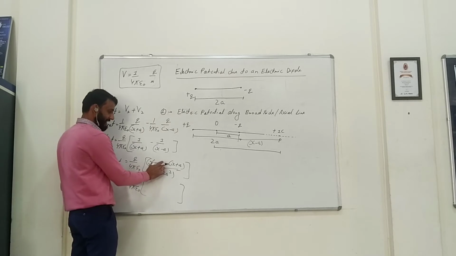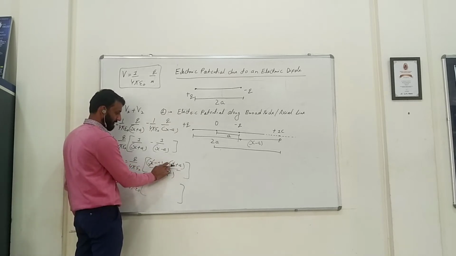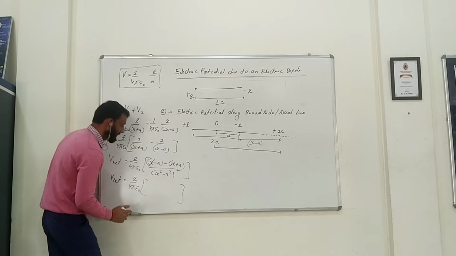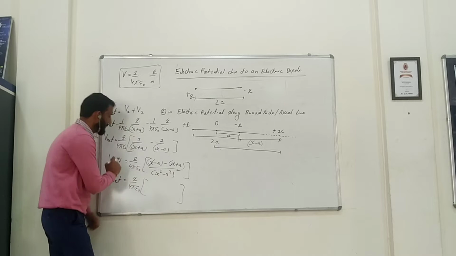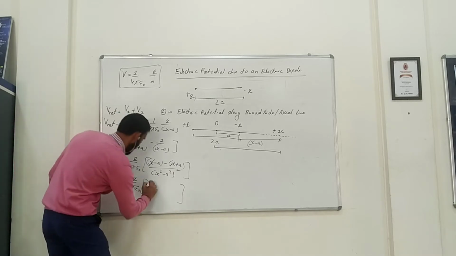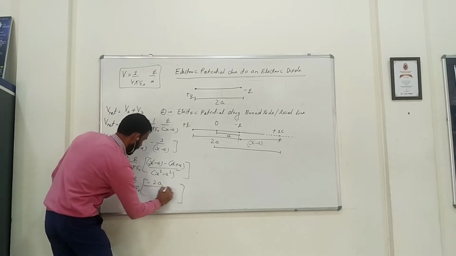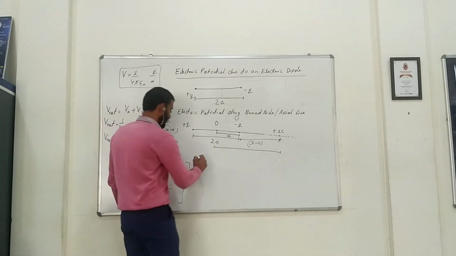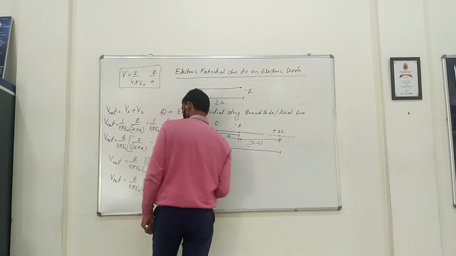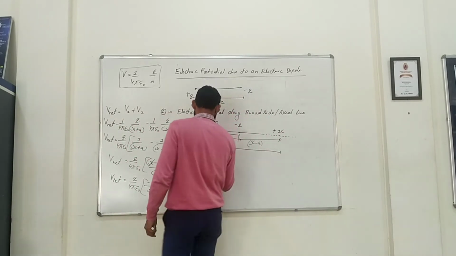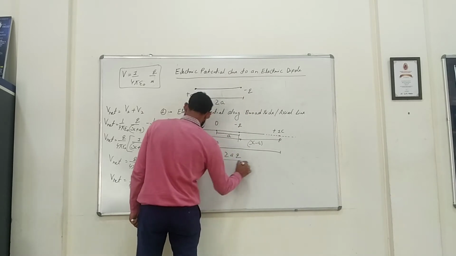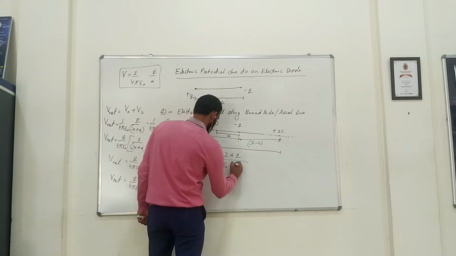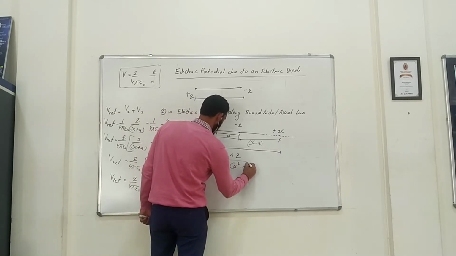This plus x and this minus x will get cancelled out, right? And we are left with minus a and then minus a. So this minus a and that minus a will become minus 2a, and then upon x square minus a square. Now V net is equal to what will come? Minus 2aq upon 4 pi epsilon naught and then x square minus a square.